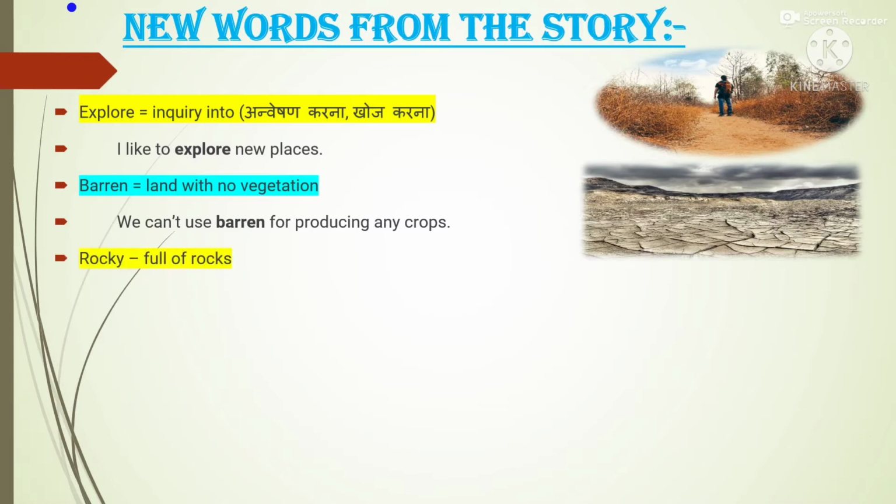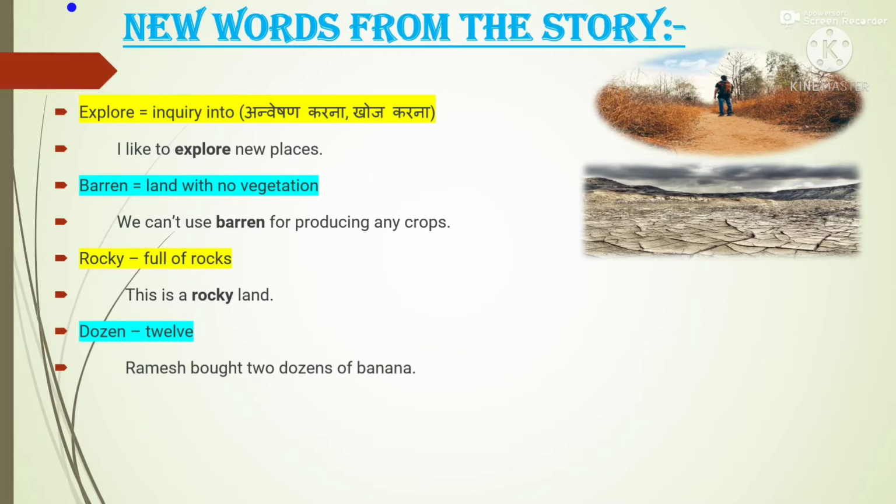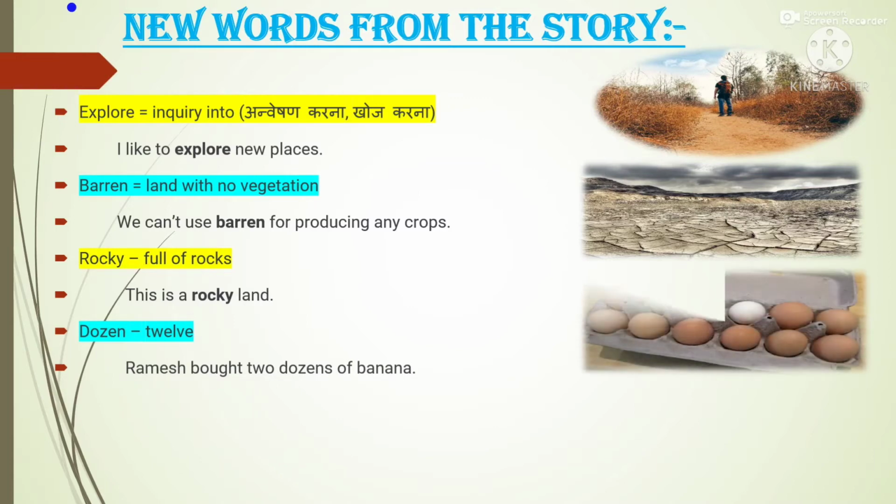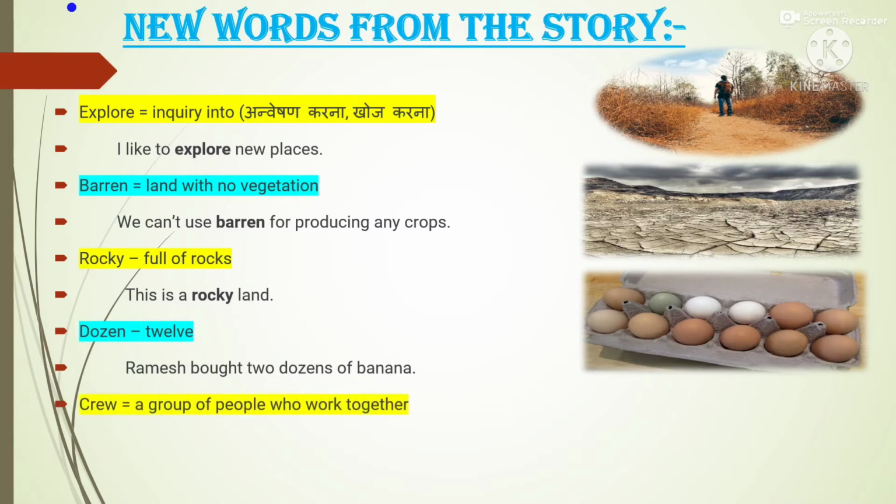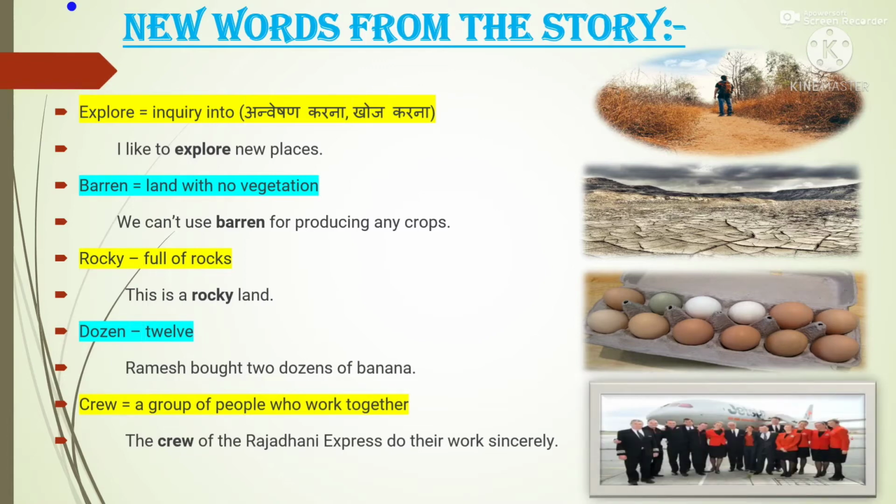Rocky means full of rocks. This is a rocky land. Then dozen means 12. Ramesh bought 2 dozens of bananas. Here you can see 1 dozen of eggs. There are 12 eggs. 12 eggs means 1 dozen. Then crew means a group of people who work together. The crew of the Rajdhani Express do their work sincerely. Here you can also see a crew.